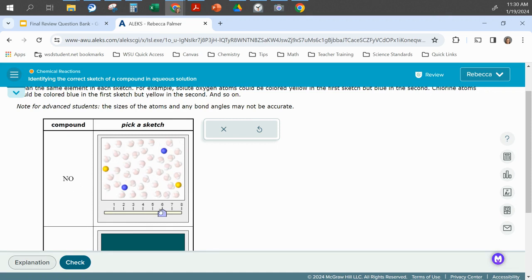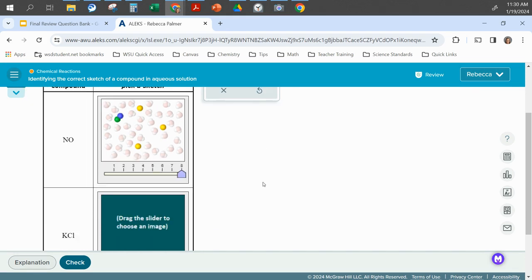That's wrong because there's 3 different types. They're broken apart. This is wrong because they're broken apart. This is wrong because there's 3 oxygens for 1 nitrogen. And this is wrong because there's something else floating around. Okay, does that make sense? So the best answer would be this one because there's a nitrogen bonded to an oxygen that's modeled, and they're not broken apart, and it's 1 to 1.